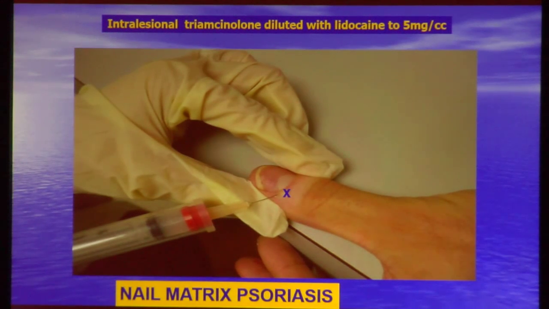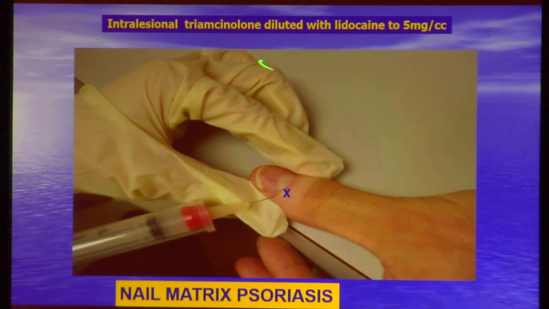If they have a lot of nail bed disease, onycholysis, subungual debris, then you might take your needle and inject it down parallel to the nail plate, down into the lateral nail folds on both sides. And that will diffuse under the nail bed.